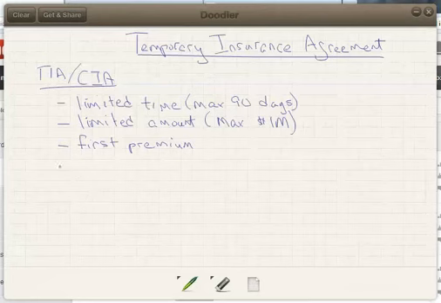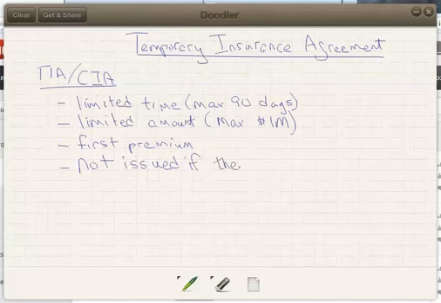Now, you're not going to issue a TIA if we have significant concerns in the underwriting process. So if you go through the application with the client and the client is awaiting results of medical exams, or they're getting ready to leave the country, or they've recently had some sort of problem medically, you're not going to issue any sort of TIA. This is you, the agent, making the decision to bind. You have to do some underwriting here. You have to make the decision whether or not this is appropriate to issue the TIA.